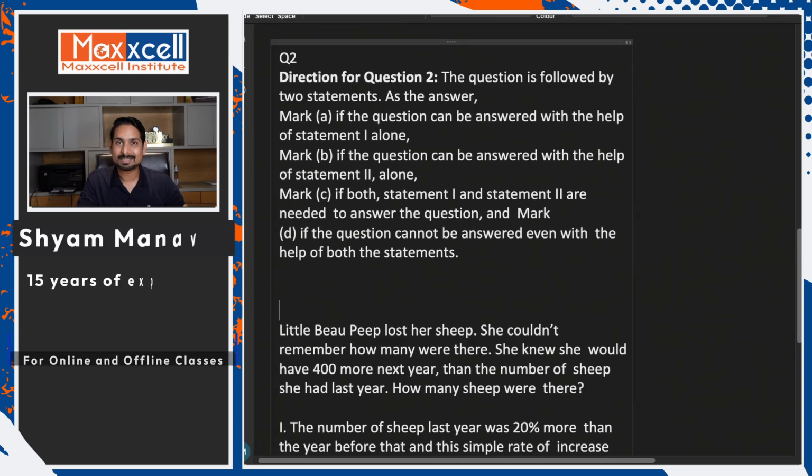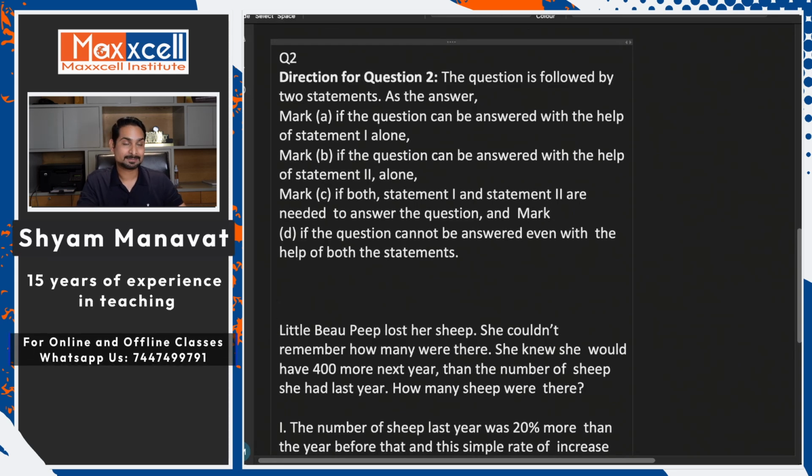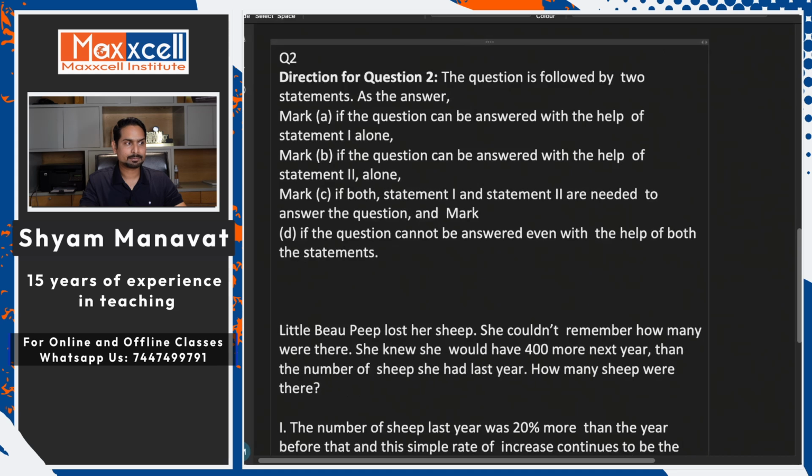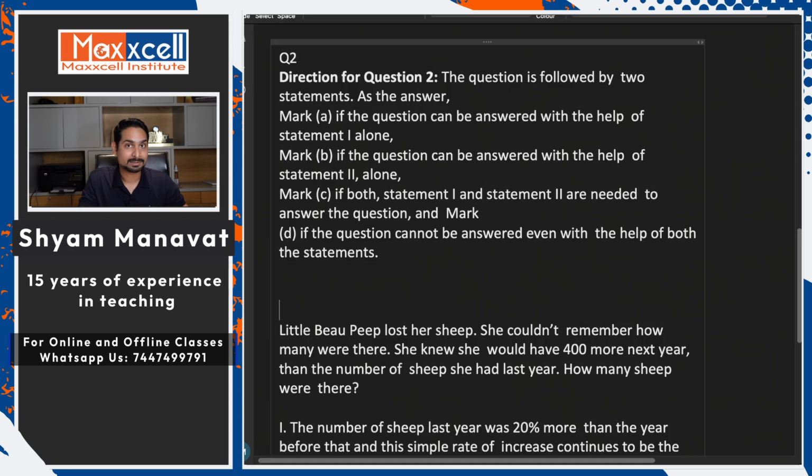Hello everyone, let's see question number 2 of practice set. Practice set simple interest compound interest. Now here I got a question for you which is a type of question. Obviously the concept is simple interest compound interest, but the type of question is data sufficiency.